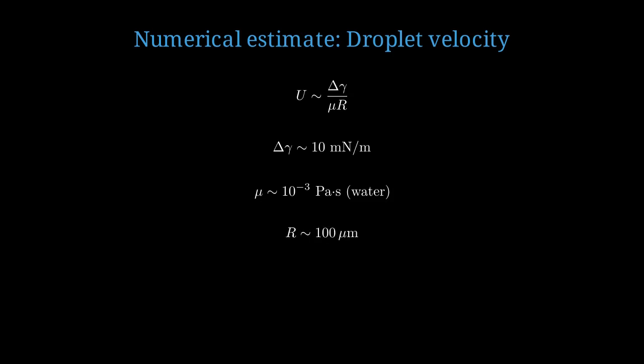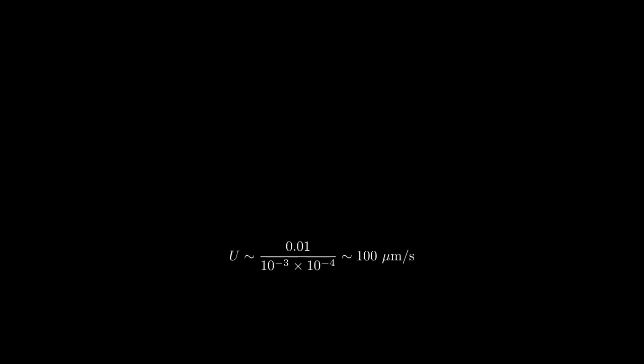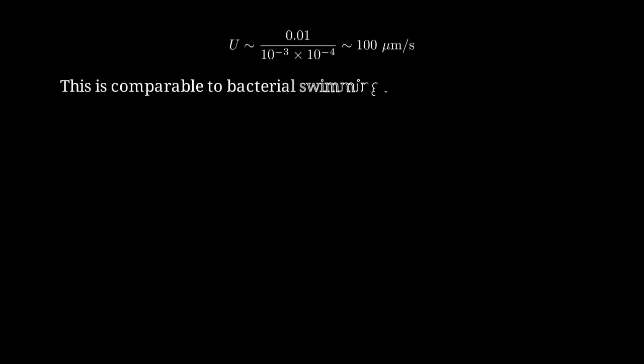For a droplet of radius 100 micrometers, plugging in the numbers, 0.01 divided by 10 to the negative 3 times 10 to the negative 4 gives us about 100 micrometers per second. This velocity is actually comparable to bacterial swimming speeds, which is remarkable for a simple droplet with no active machinery.